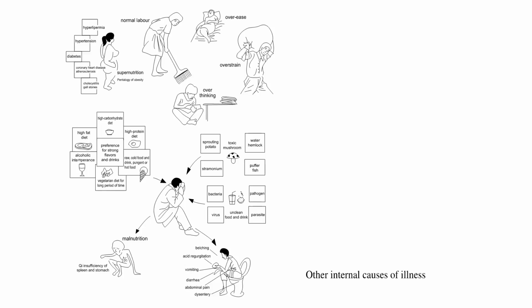Intemperance. A vegetarian diet for a long period of time could result in malnutrition and lead to qi insufficiency of the spleen and stomach. With the eating of sprouting potato, toxic mushroom, water hemlock, stramonium, puffer fish, and having bacteria, virus, unclean food and drinks, pathogens, parasites can lead to belching, acid regurgitation, vomiting, diarrhea, abdominal pain, dysentery.